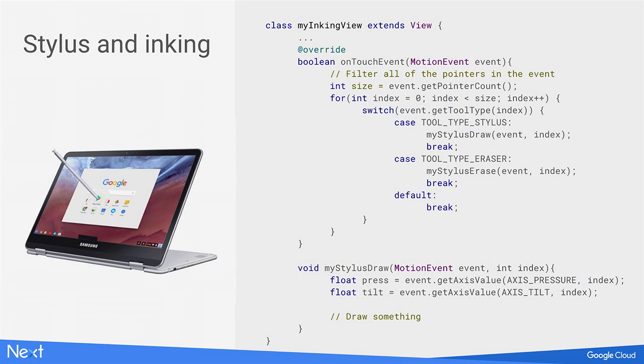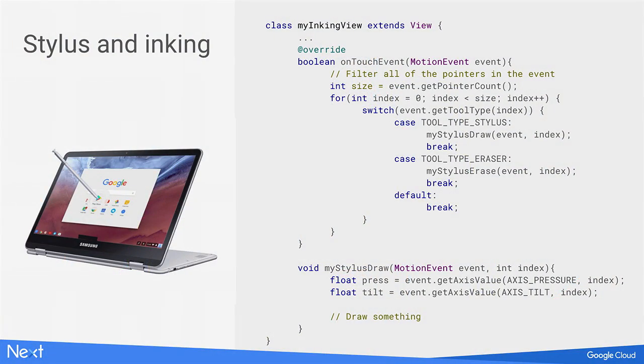Chromebooks have started coming with styluses. For example, the new Chromebook Plus and Chromebook Pro from Samsung. Those styluses are not actually Bluetooth, yet they use a different technology, but they behave in Android the same way as a Bluetooth stylus, and they're accessible through using the same methods. So the way you handle these is through handling motion events.